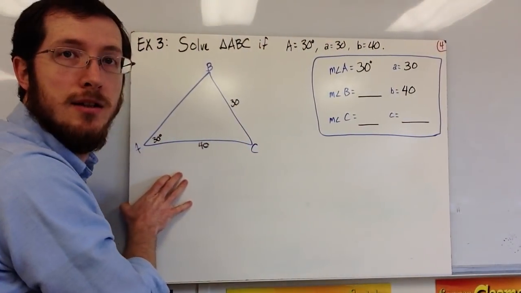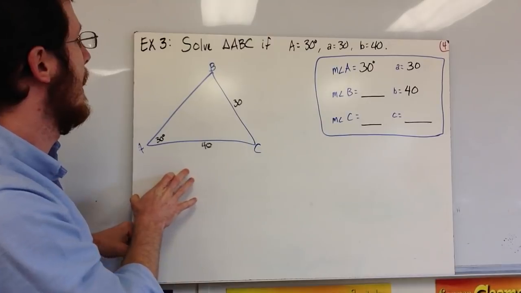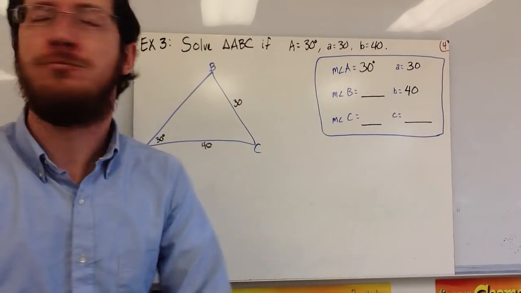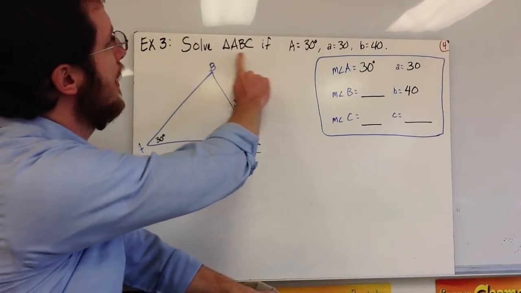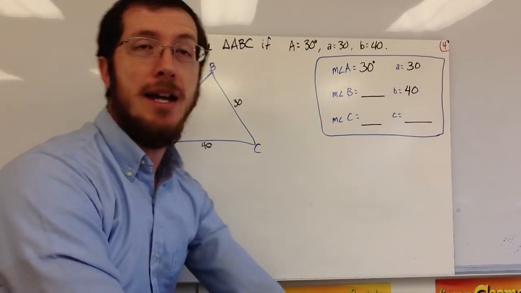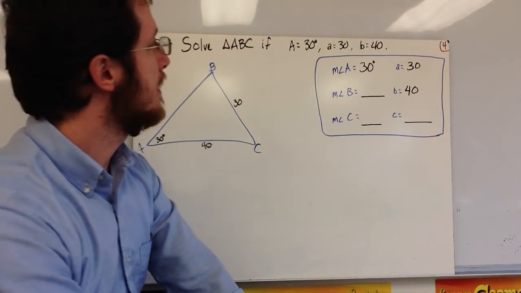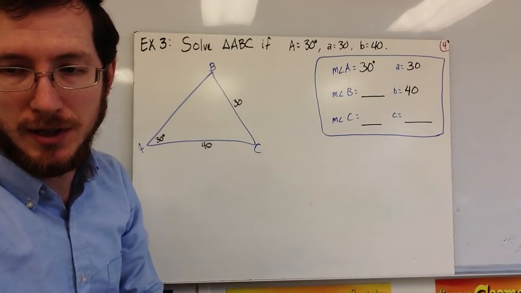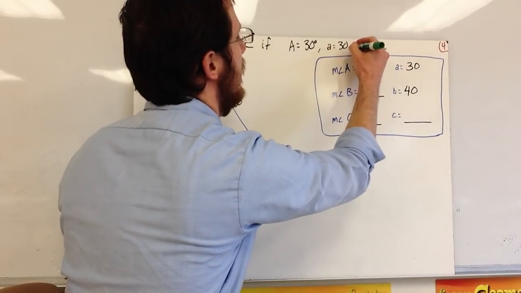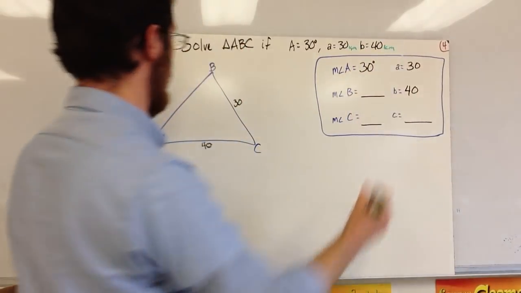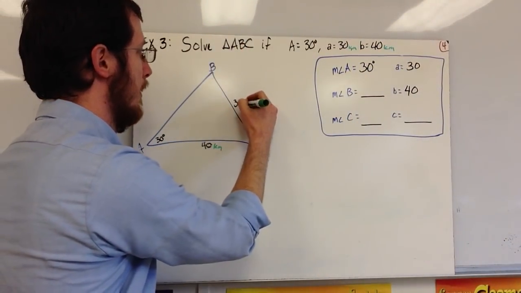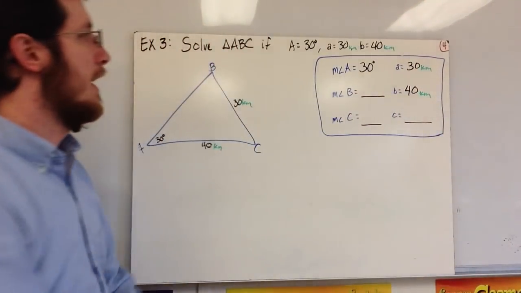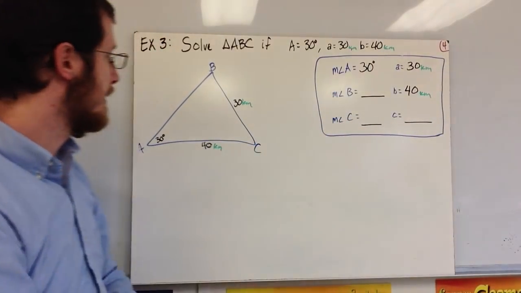Okay, so now let's get into some, we're going to do 3 examples of this type here. Starting off, example number 3, solve triangle ABC if angle A is 30 degrees, little a is 30, and little b is 40. Again, maybe let's give that some units. Let's do kilometers. Okay, so we're looking for angle B, angle C, and side C.